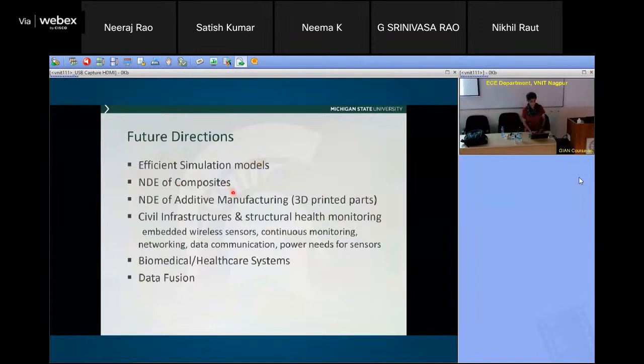More recently, NDE of composites: how do you come up with the right kind of sensors and systems for composites? Then additive manufacturing. That's a whole new paradigm for manufacturing. So how do I make sure that whatever has been manufactured has no defects in it? So you have to come up with new methods for doing this. Additive manufacturing of polymer structures or metallic structures. These are all future directions for research in NDE.